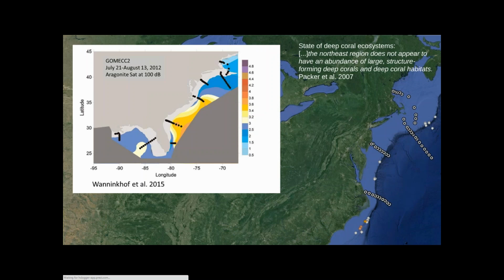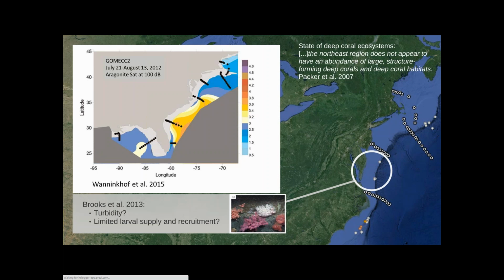So I included a graph on the left, also from what was presented a couple seminars ago, Wanninkhof et al. 2015, showing aragonite saturations at depth. And it shows an overall pattern of reduced aragonite saturations as we move north. So while we can't say it's the single culprit for the lack of reef builders in the north, I do think that it probably has at least some sort of contributing component.